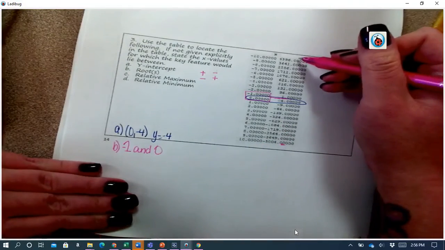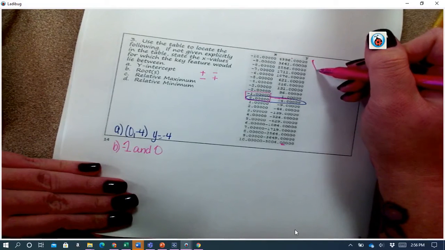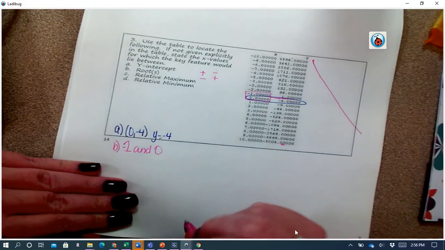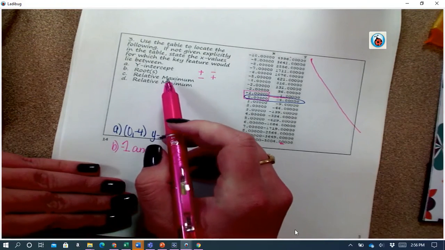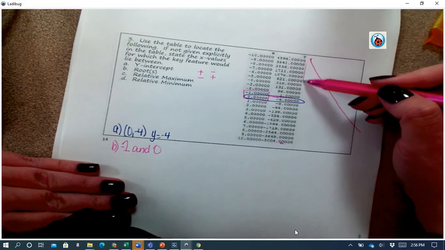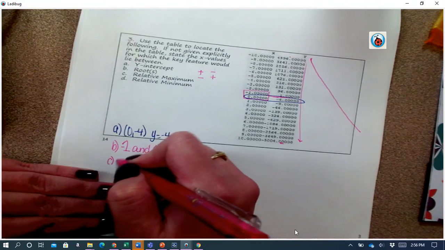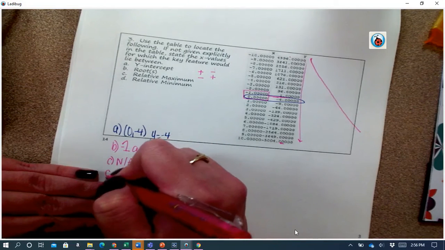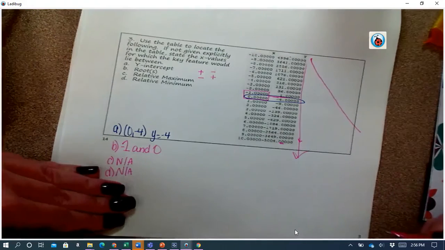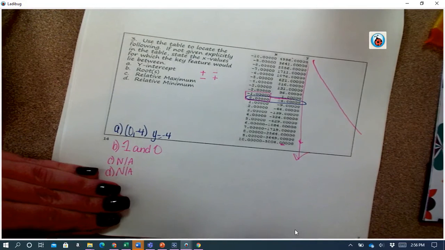So what that means is we're starting way up here at almost 5,000, and then we're just going down and down and down. So there shouldn't be a relative maximum because these numbers just keep decreasing. That also means that there is not a relative minimum, again, because they just keep going down, and they would just get smaller and smaller and go towards negative infinity.